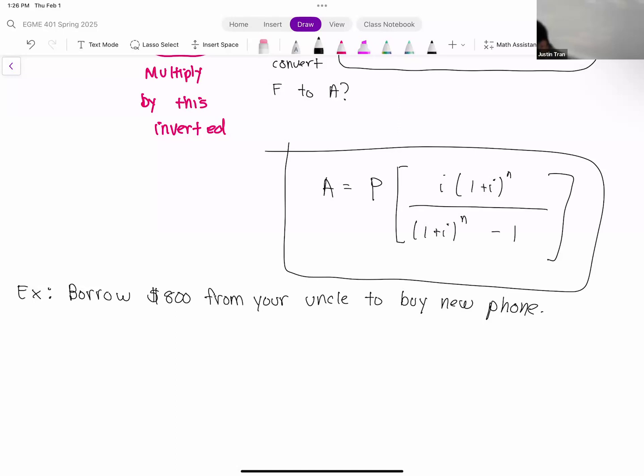And so he expects you to pay him back in a uniform series of payments over the course of a year. So each month you're going to pay him an amount, and then by the end of the year you'll have paid it back. Okay. Right, and of course, your uncle's always looking for ways to make money, especially off his nephew. And so he's like, I'm going to charge you 5% interest on these payments.